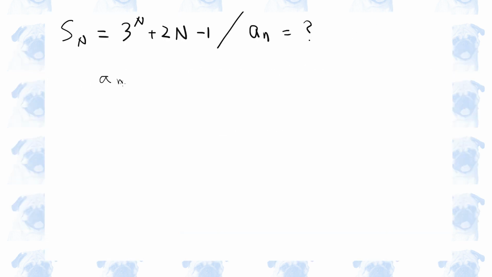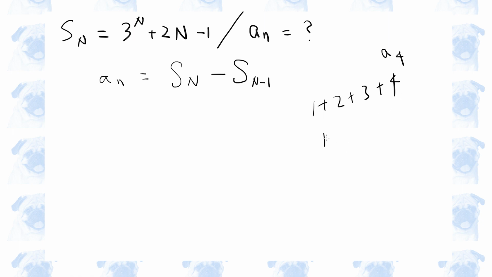The nth term, a sub n, can be expressed as the sum of n terms minus the sum of n minus 1 terms. For example, let's say that we want to find the fourth term. All we have to do is to subtract 1 plus 2 plus 3 from 1 plus 2 plus 3 plus 4.